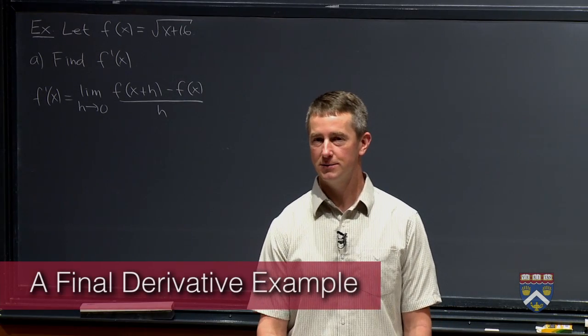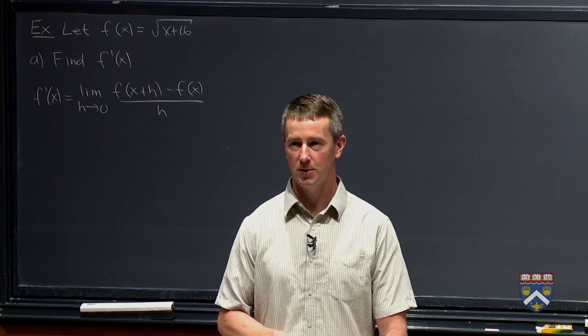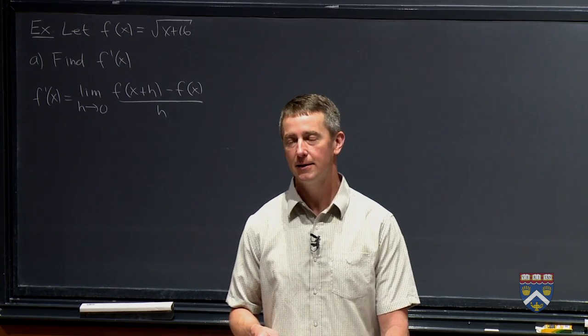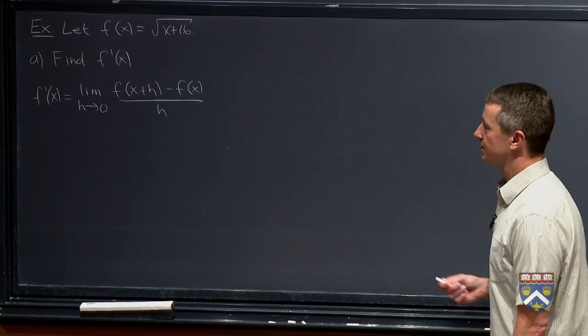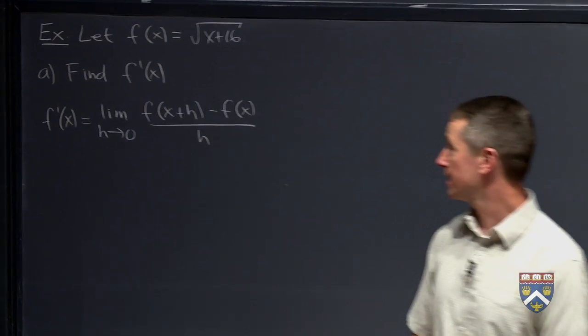We're going to do one more derivative example using the limit definition, and then we'll be done with the limit definition for a while, but we'll come back to it in the weeks ahead. This one is a square root function. So we've got the function f of x equals the square root of x plus 16.